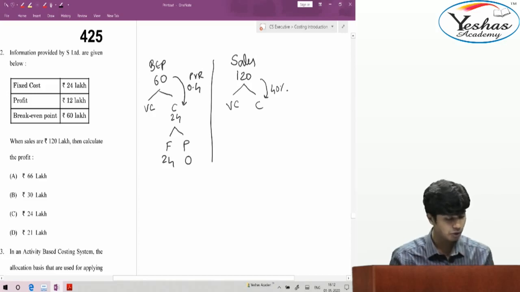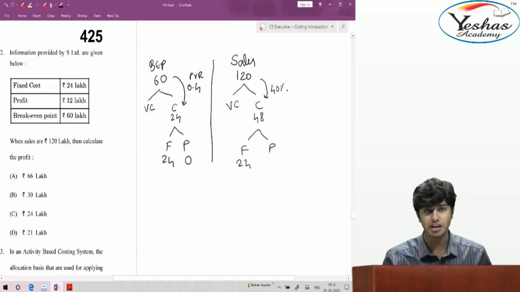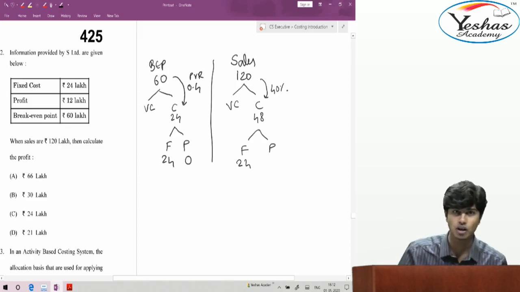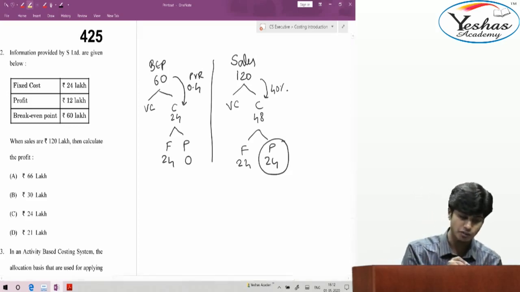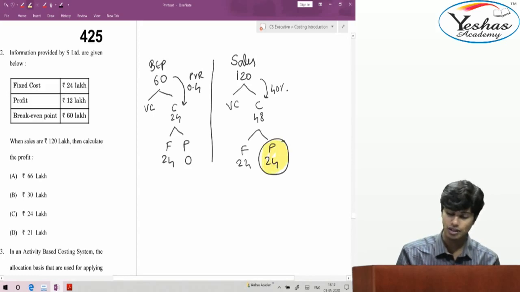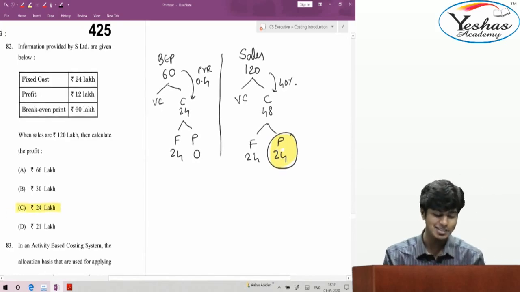So if we do 0.4 into 120, or 40% of 120, I'll get 48. This will have two components, fixed cost and profit. Fixed cost doesn't vary with the level of production, that is the reason it's called fixed cost. That is 24. So how much will be my profit? 48 minus 24 will give me 24. So my profit is 24 lakh. No wonder it's a very nice chapter to do. Come on, 82nd one, the answer is option C, 24 lakh.